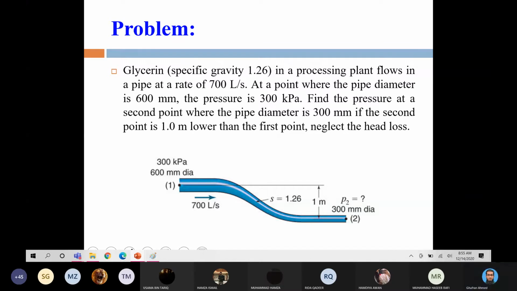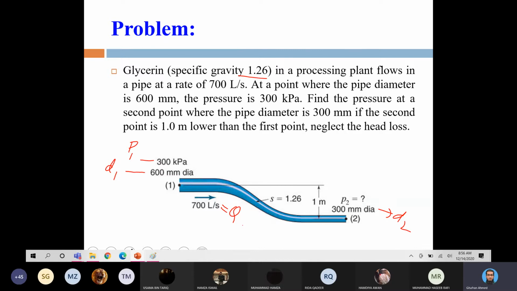Okay, so a glycerine fluid having a specific gravity of 1.26 in a processing plant flows in a pipe at a rate of 700 liters per second. So discharge is given, which is Q. At a point where pipe diameter is 600 millimeter, the pressure is 300 kilopascal. So this is point 1. So this is the diameter, say D1, and this is pressure P1, which is 300 kilopascal. Find the pressure at the second point where the pipe diameter is 300 millimeter. So D2 is also given, and we need to find P2.